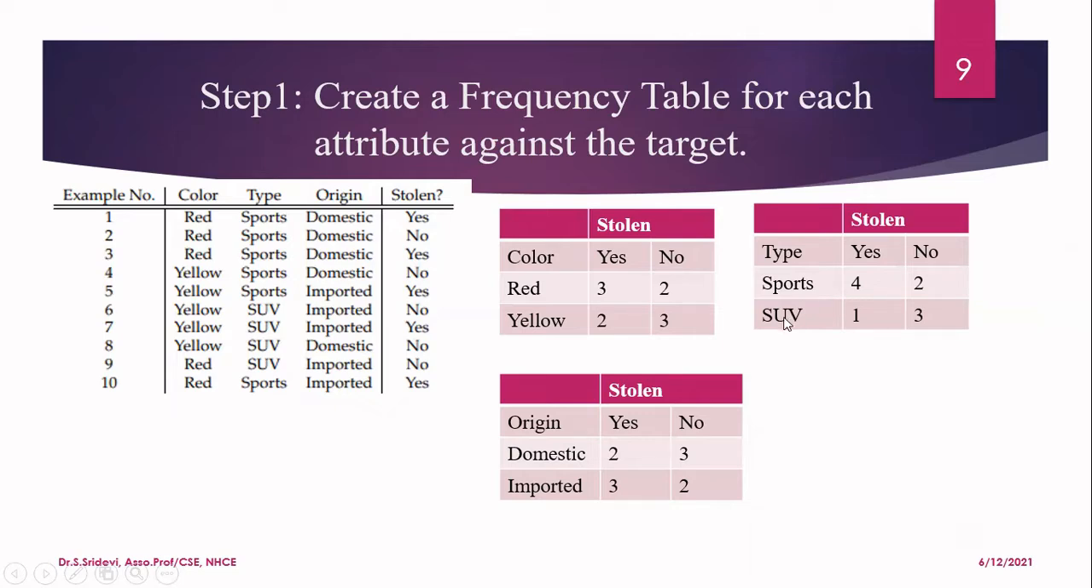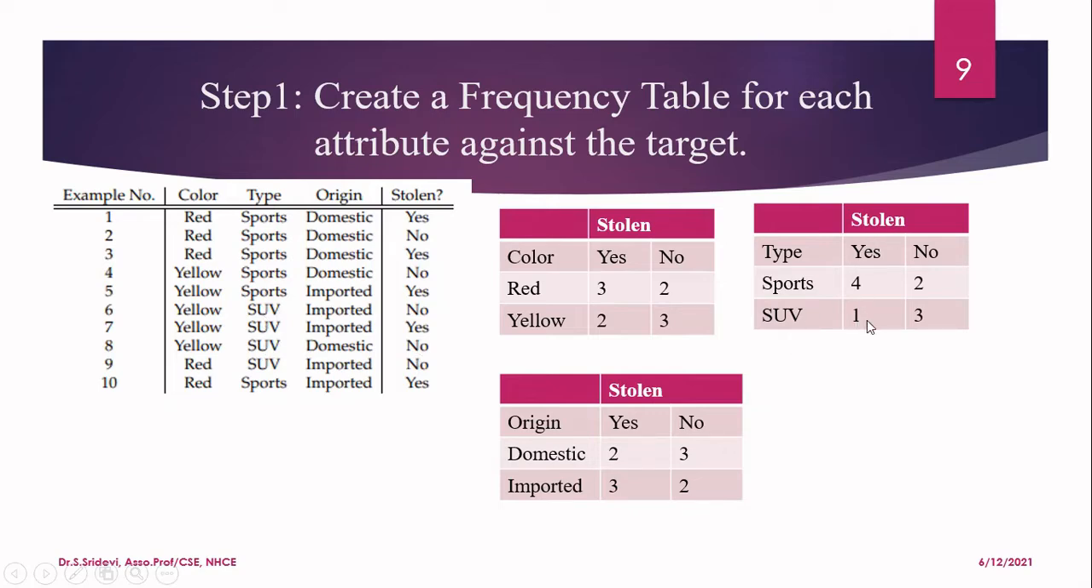Now let us go for SUV. In SUV, here you have totally 4 instances. Out of 4, only in instance number 7, you have yes. In the remaining 3 instances, you have no. So you can write when type is equal to SUV, stolen is equal to 1.